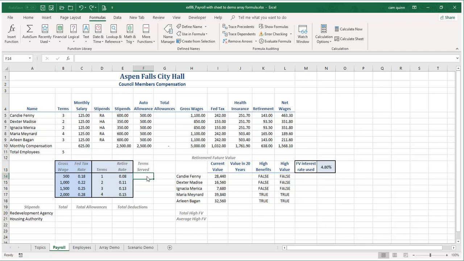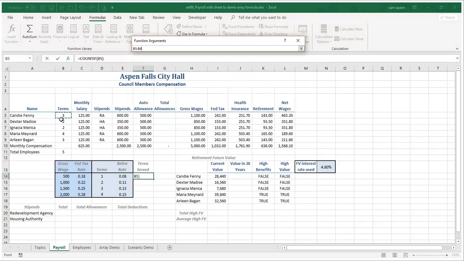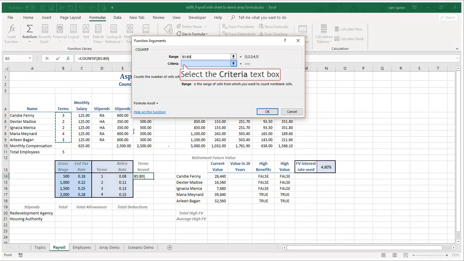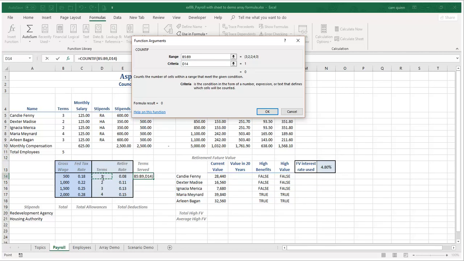All right, so let's go back and bring up the COUNTIF function. It says range is the range of cells from which you want to count the non-blank cells. So there's my range. And my criteria is, what am I looking for? Well, I'm looking for whatever happens to be in this particular cell. Now, again, I'm going to go up here and highlight that, and hit F4 because that has to be an absolute reference.